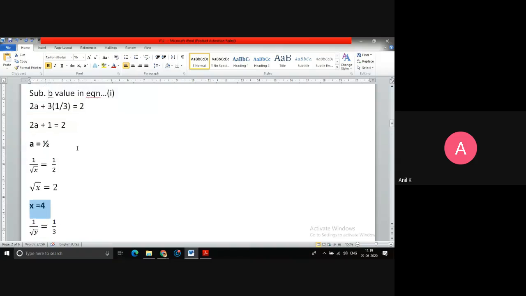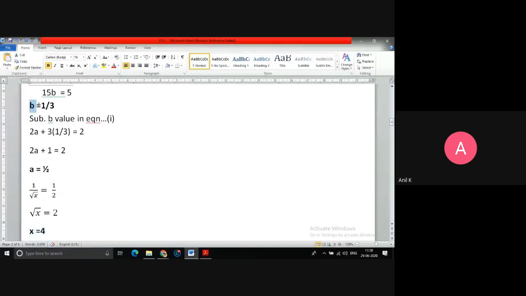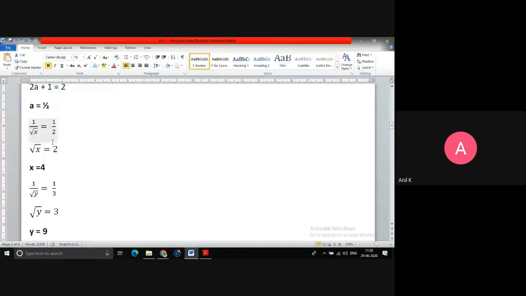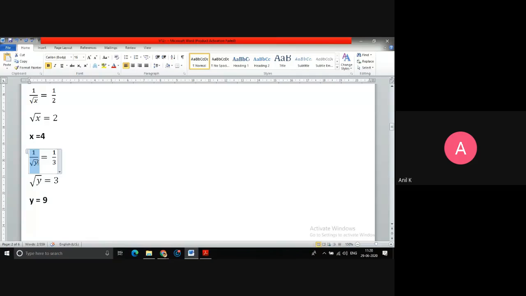And here B value I got as 1 by 3. But B is nothing but 1 by root y equals 1 by 3. Again, do cross multiplication. 3 into 1 is 3, root y into 1 is root y. So root y equals 3. If I square on both sides, root y whole square is going to be y only, and 3 square is going to be 9. So therefore, x value is 4 and y value is 9.